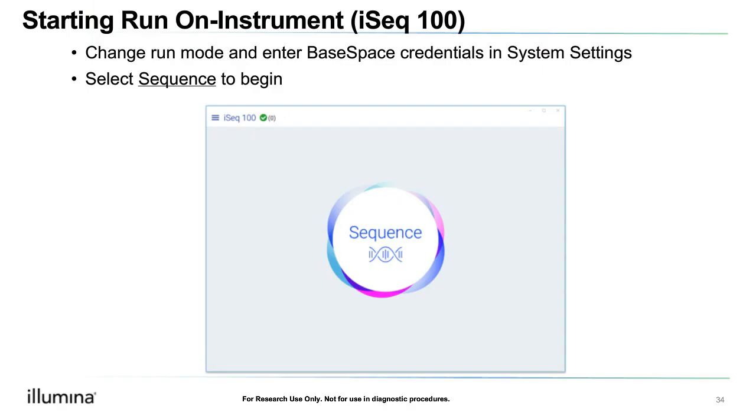All right, so that was for the MiSeq instrument. Let's take a look at the iSeq instrument. It's a little bit different on the iSeq instrument: if you want to change from manual mode to Local Run Manager, or from Local Run Manager to manual mode, you can select the burger bar on the top left of the iSeq control software.